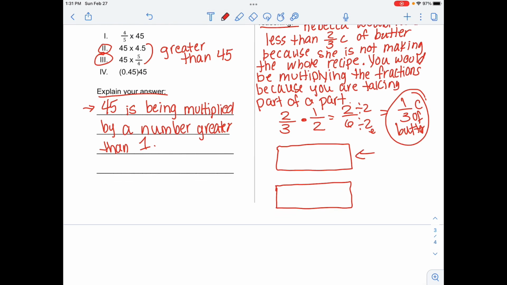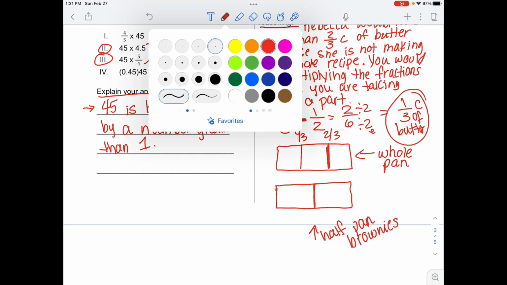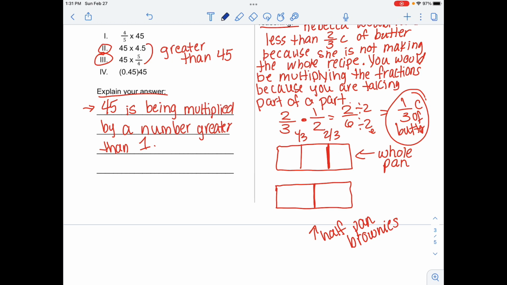So let's just pretend like this is the whole pan. Okay, so she needs the whole pan. Here's the whole pan of brownies. She uses the 2/3. Okay, and then here is 1/3. So in order to make the whole pan, she needs this much butter. Okay. Now she only wants to make half a pan. So here is a half pan of brownies. Okay. She has 2/3 and 1/3. Now we're going to go in, and she only wants to make the half pan brownies.